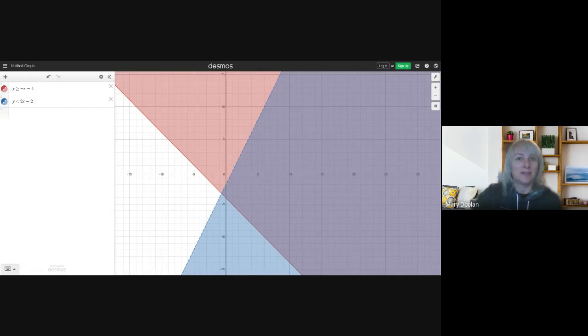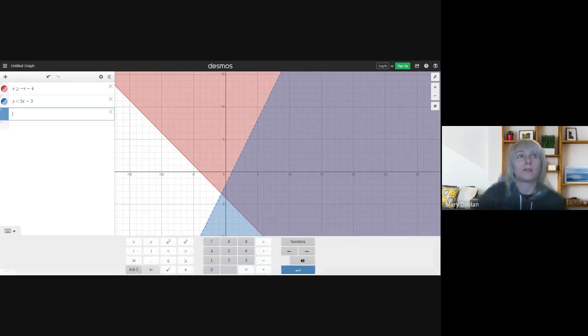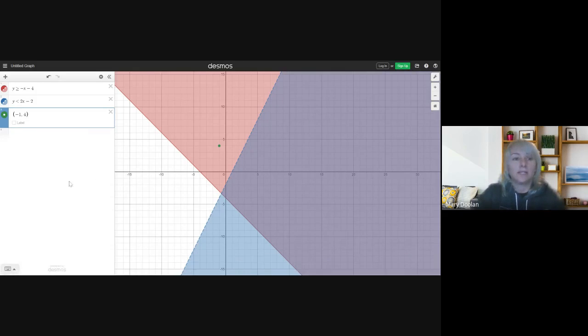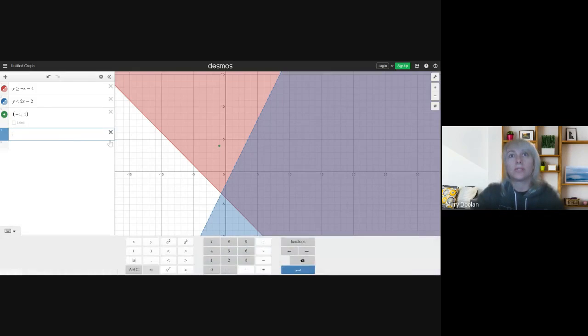All right, well, we have stars everywhere. Go through these points. And here's something you can do with Desmos as well. I'm going to type in these ordered pairs. Negative 1, comma 4. It is now graphed. It is green. It is in the red, only in the red and not in the blue. This is not a solution. It is not negative 1, 4.